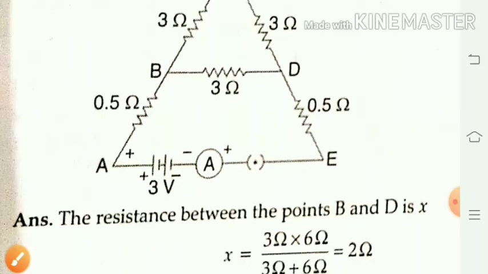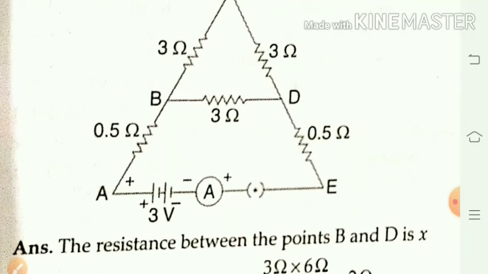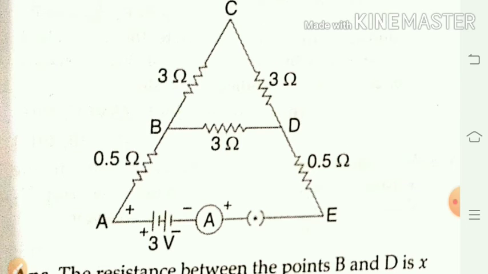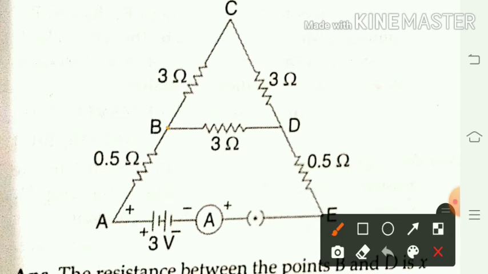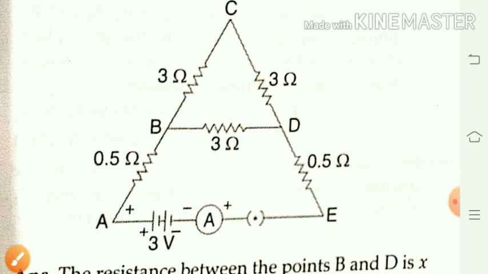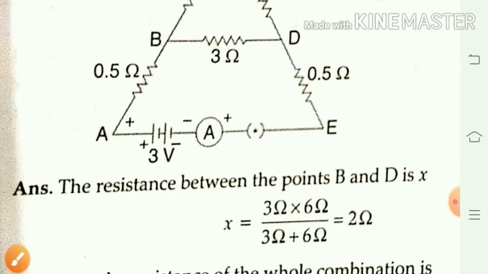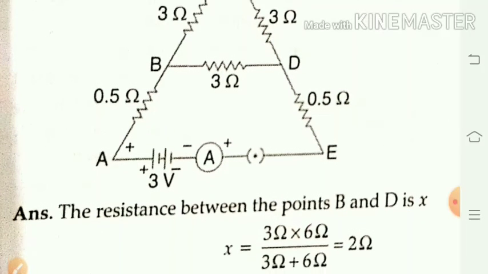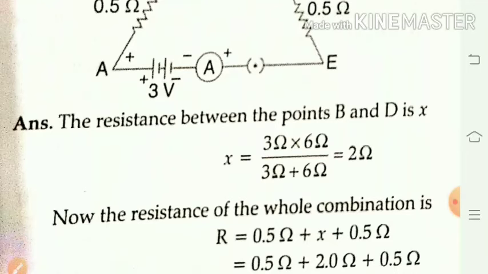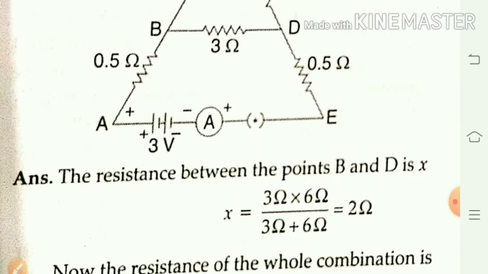Here you can see the resistance between the points BD. You have to take the resistance between the points BD, so this part you have to consider from the circuit. From it you will easily understand that the value X will be equal to 3 ohm into 6 ohm upon 3 ohm plus 6 ohm. It becomes equal to 2 ohm.